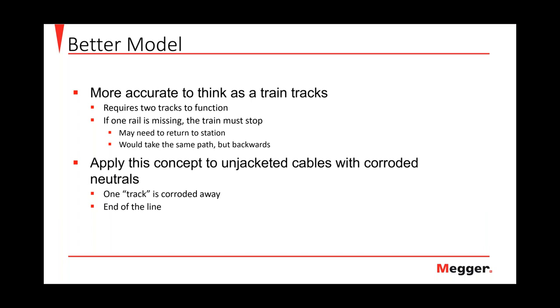So let's think about unjacketed cables with corroded neutrals. Typically when we're doing TDR testing on unjacketed cables that have corroded neutrals, that is as far as that pulse is going to travel, to that point where that concentric neutral is completely corroded away. Now, if the concentric isn't completely corroded away, we'll still see the signal going through it. But if we have a true breakdown of that concentric neutral at one location, that's at the end of the line for that signal. It is going to get a 100% reflection at that point.